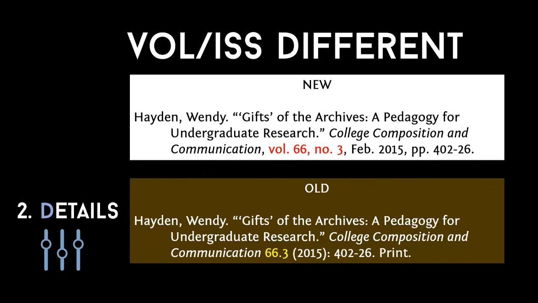Another subtle difference you see in this one is that I write volume and issue differently. Again, I think if you're a student, this is a good thing. There used to be that 66.3 if you look at the old one. And I think a lot of people are like, what does that even mean? 66 is what? And 3 is what? I don't even know what volume and issue means. Now you actually write it out to make it a little clearer.